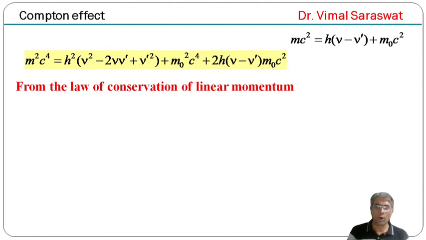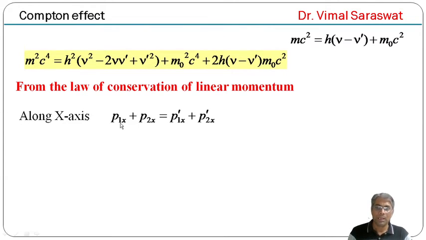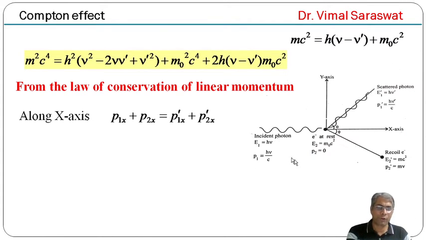And from the law of conservation of linear momentum, since linear momentum is a vector quantity, the linear momentum is conserved separately along the x direction and along the y direction. So along the x-axis, if we apply the law of conservation of linear momentum, then P1x + P2x = P1x' + P2x', and this was our diagram.